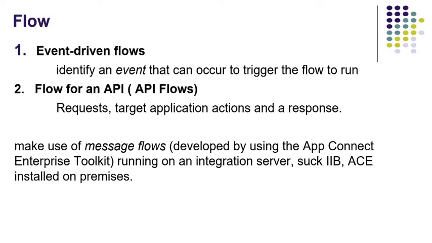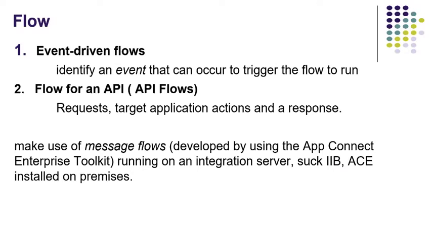Now when you're developing with Designer, you have two types of flows to create: an event-driven flow and a flow for an API. Using Designer, you can create event-driven flows and a flow for an API, which is called an API flow. When you're talking about event-driven flows, you identify an event that occurs, and based on that event, you trigger the flow to run. That is your event-driven flow.